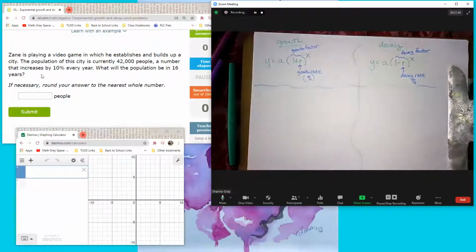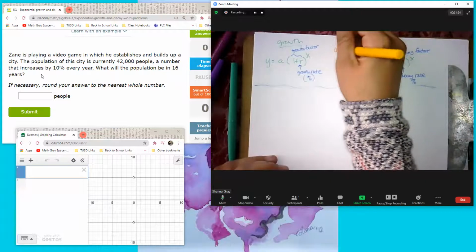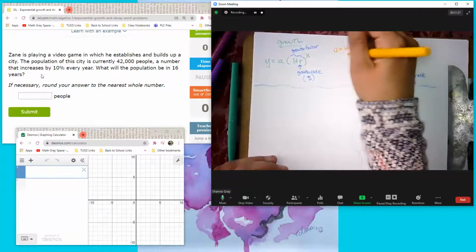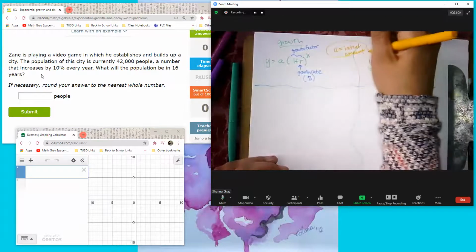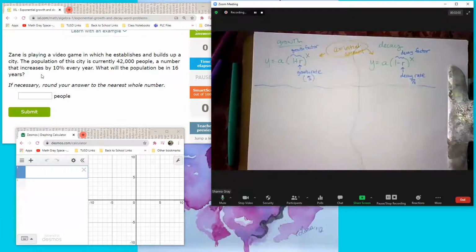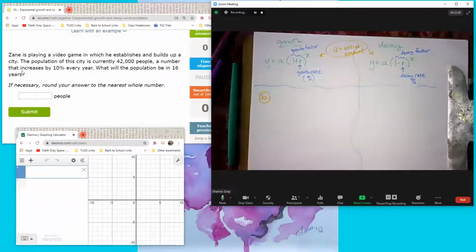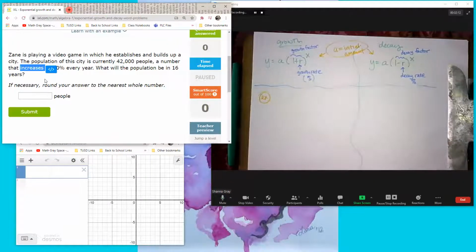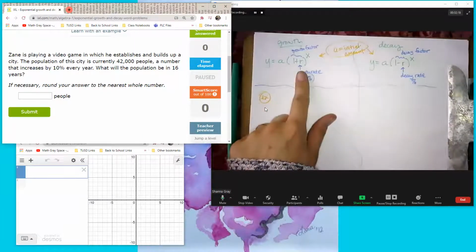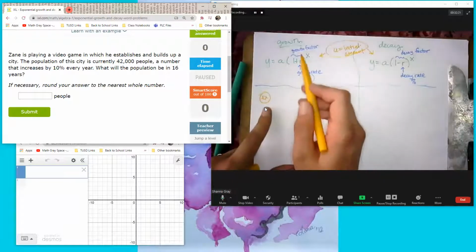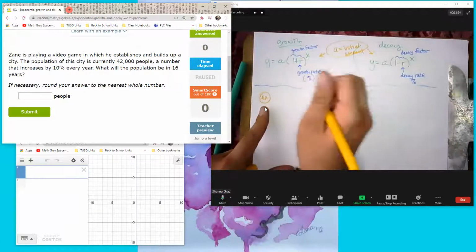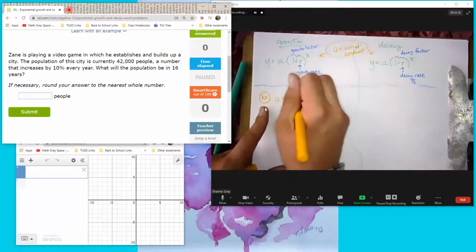Zane's playing a video game in which he establishes and builds up a city, and the population of this city is currently 42,000 people. First things first, A, in both situations, is the initial amount. For this example, I already know this is going to be a growth situation because it talks about how the population is increasing, so it's getting bigger. I'm going to put the example under growth. The starting amount is 42,000 people, so A equals 42,000.